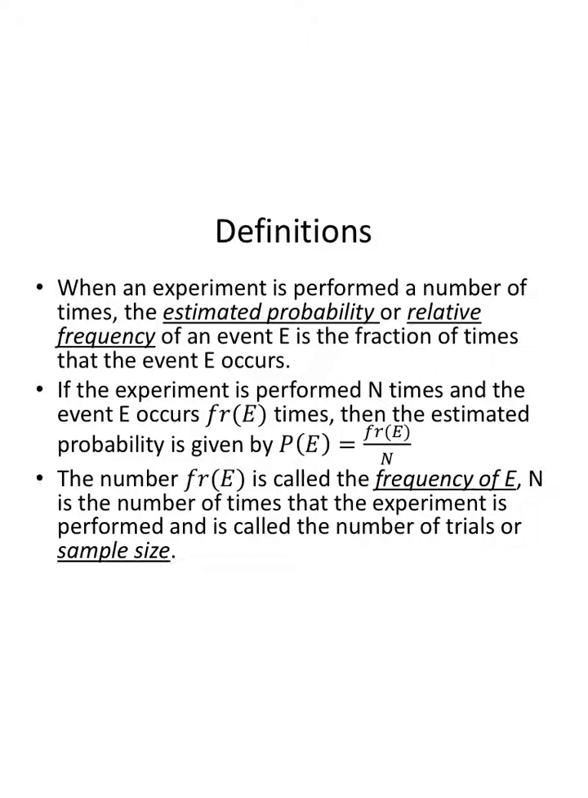coin. As I said, the number FR of E is called the frequency of E. The number of times the experiment is performed is called the number of trials, or the sample size. Alright, so flipped it 50 times, that's n. 37 times heads came up, that's my frequency of E. I found my probability to be 37 over 50. Experimental, it's what actually happened.